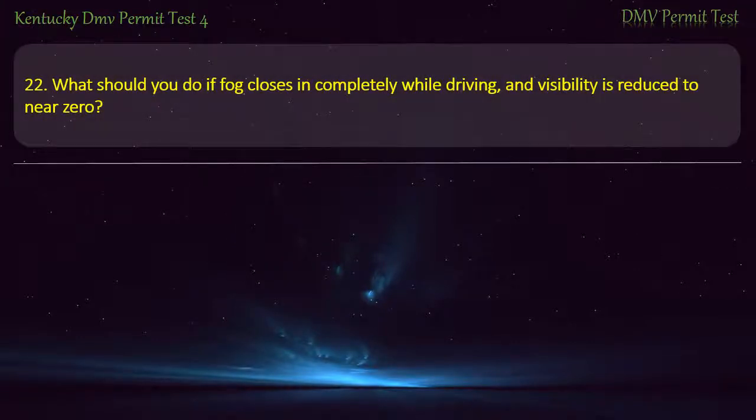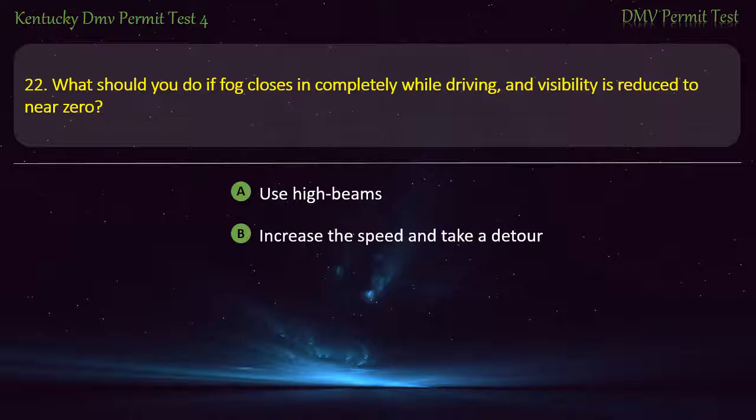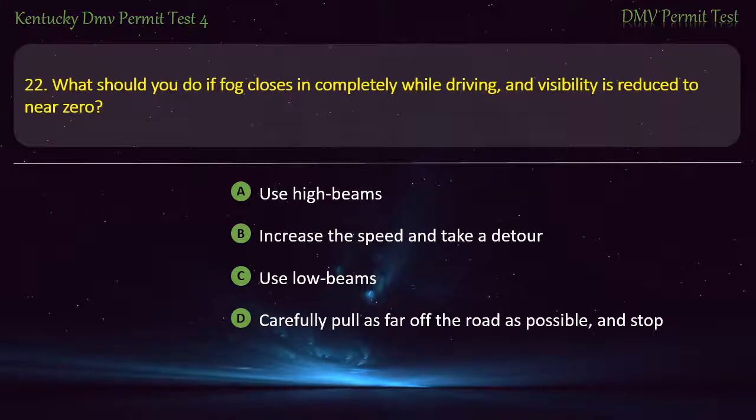Question 22. What should you do if fog closes in completely while driving, and visibility is reduced to near zero? Use high beams. Increase the speed and take a detour. Use low beams. Carefully pull as far off the road as possible, and stop. Answer. Carefully pull as far off the road as possible, and stop.